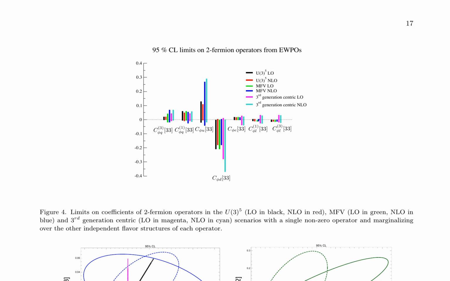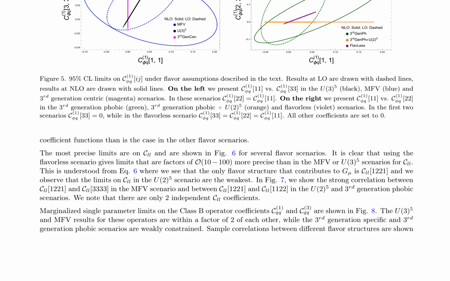By marginalizing over independent flavor structures, the results show that the flavorless scenario yields the most precise limits, with factors of 10 to 100 more precision than in MFV or U(3)^5 scenarios for certain coefficients. The limits on Class B operators are also presented, with the flavorless setup yielding similar results to MFV and U(3)^5 flavor structures. The study highlights the sensitivity to flavor assumptions and the importance of including flavor dependence in the analysis of dimension 6 SMEFT operators.